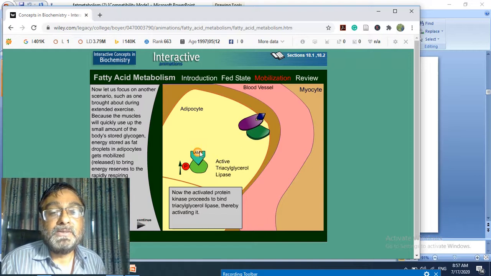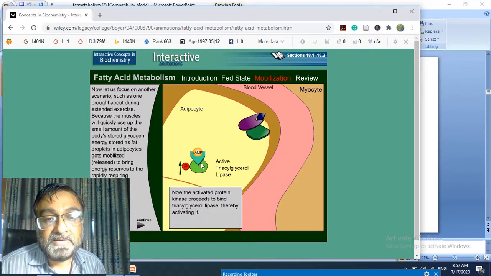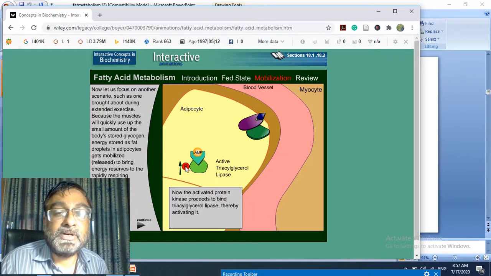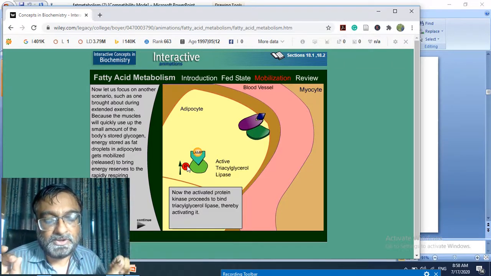So look at this one. This cAMP-kinase complex will bind with the lipase enzyme, and lipase was again in the inactive form, but when it combines, because you know kinase is going to phosphorylate it, you can see it. So this lipase gets phosphorylated, and when it gets phosphorylated, it becomes active. Otherwise it was inactive in the adipose tissue. You can say that lipase when dephosphorylated will be inactivated in the adipose tissues.